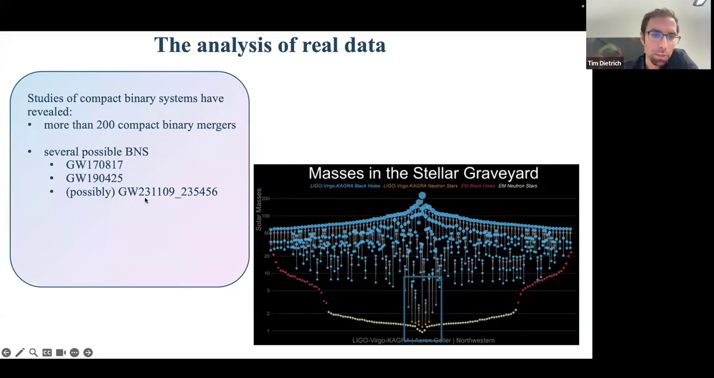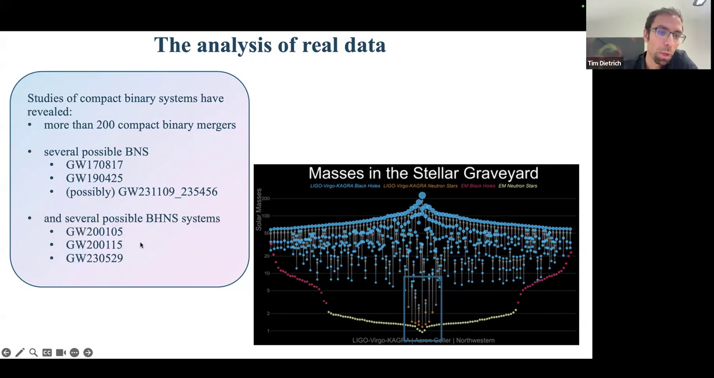So if you go through the catalogs of LIGO and Virgo, you have, depending on how optimistic you are, between 1 up to 3 binary neutron star cases that have been seen, and I would say between 2 up to 3 black hole neutron star cases that have been seen. So this is a significantly smaller subset compared to the huge variety and huge amount of binary black hole mergers that have been seen.